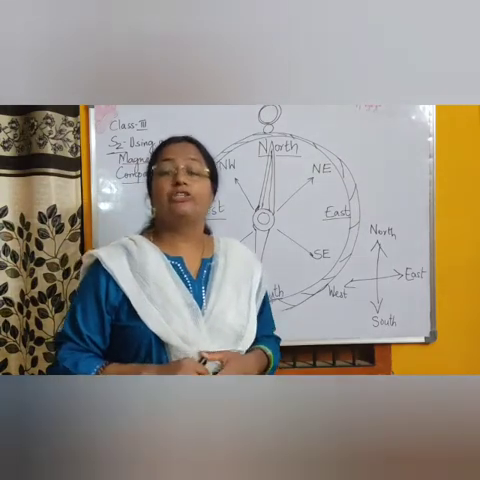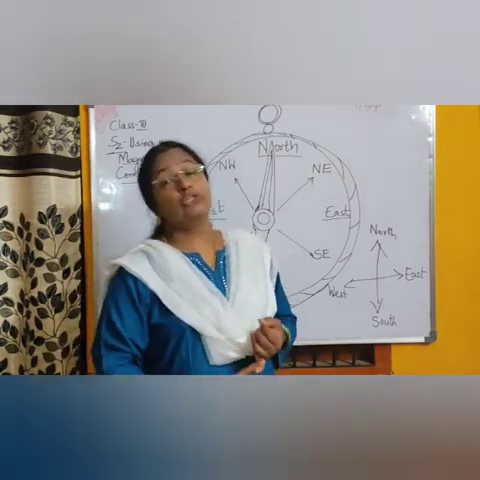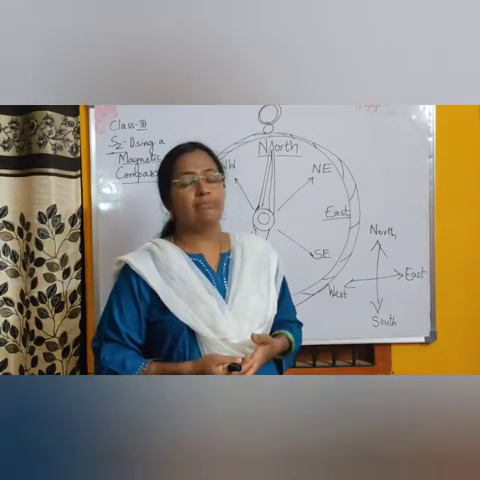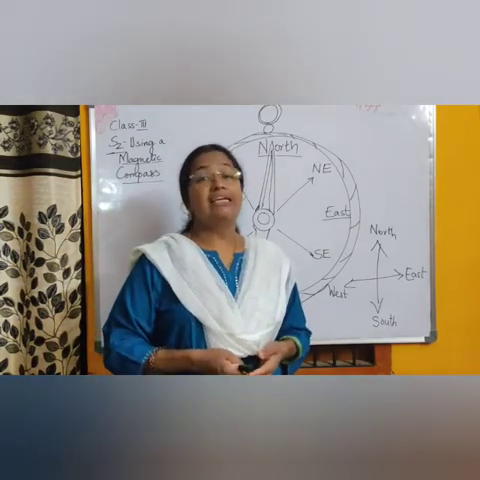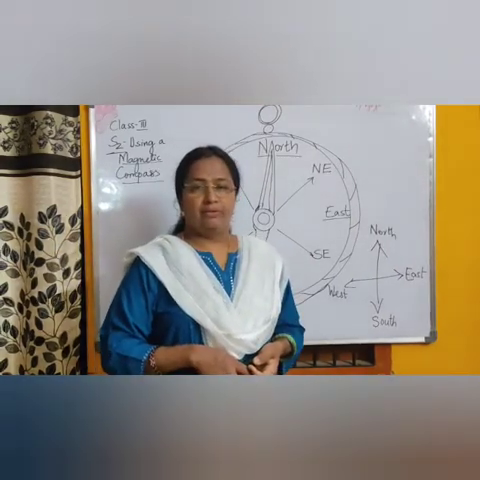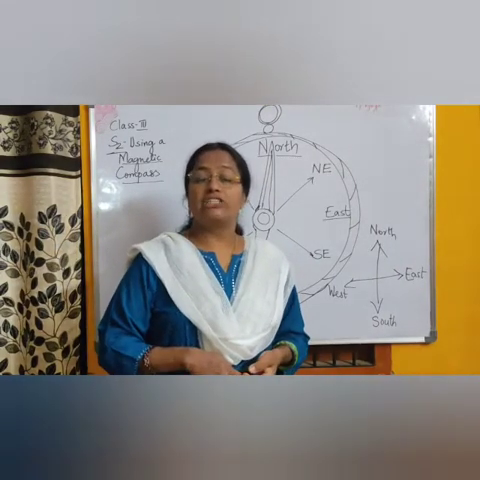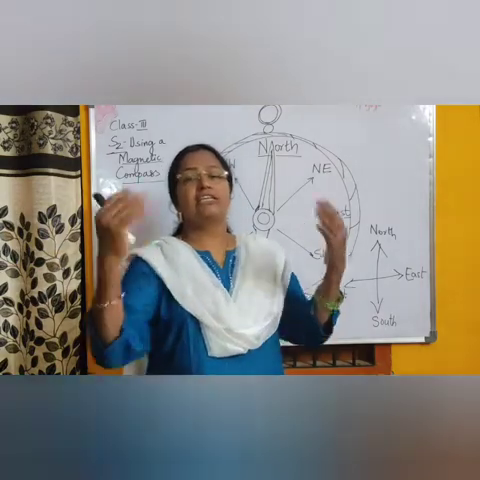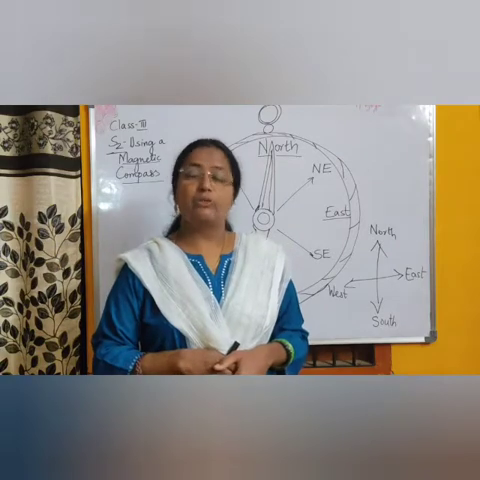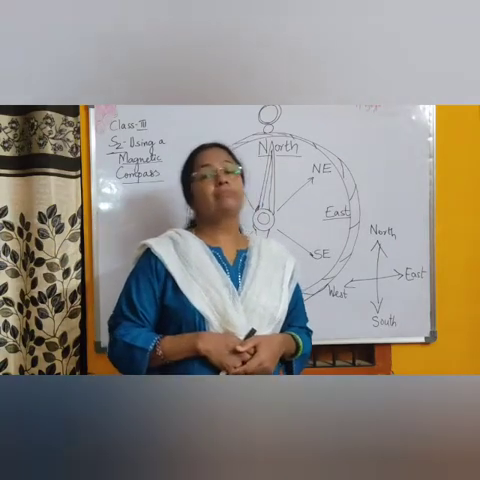Compass is used by mountaineers to climb mountains. When they are climbing mountains, they use it. Compass is used by sailors. Sailors are the people who travel in the ocean. So in order to know the direction, to see which direction their ship is going, they use a magnetic compass. So this was about the magnetic compass.